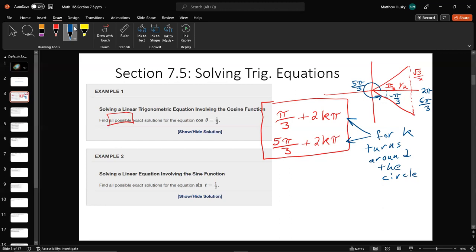That's how you get the default solutions of pi/3 and 5 pi/3. And by adding additional turns around the circle, that's adding 2 times k times pi. And again, k is just a stand-in for the number of times you would turn, and it would be negative if you went clockwise.